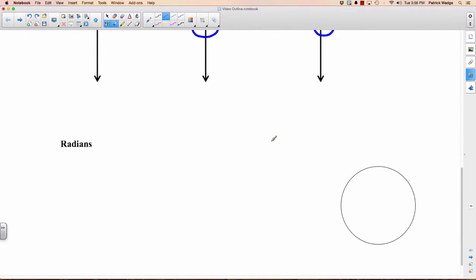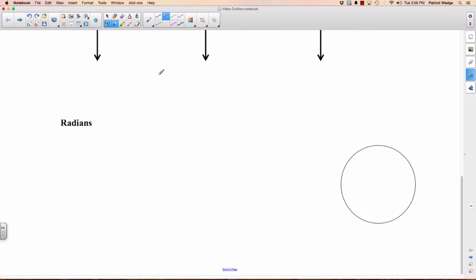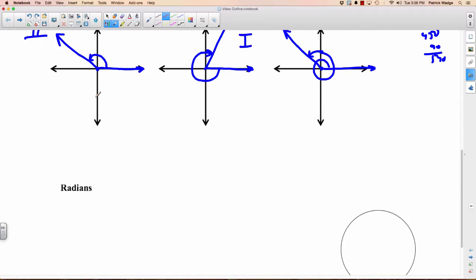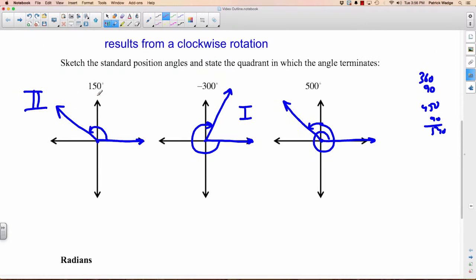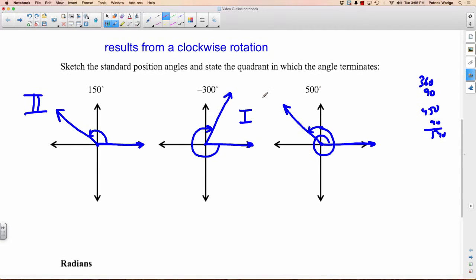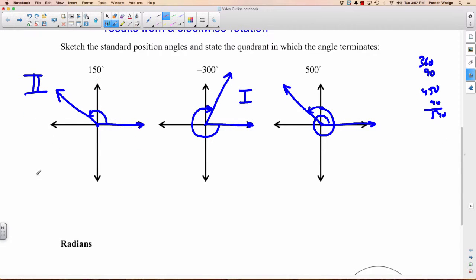Okay, now the big thing for today is radians. What are radians? Basically, radians are a different way to measure angles. So we've been talking about 150 degrees, negative 300 degrees, 500 degrees. And the basic idea with degrees is, if you go all the way around, how many degrees do you have? 360 degrees. So basically what people did is they took the whole way around and broke it up into 360 pieces, and each one of those pieces they called a degree.